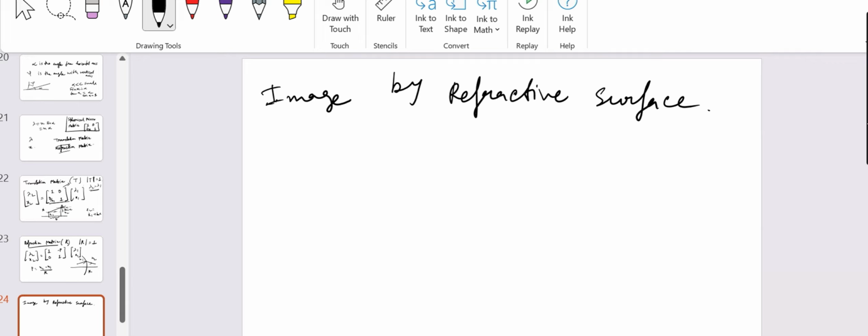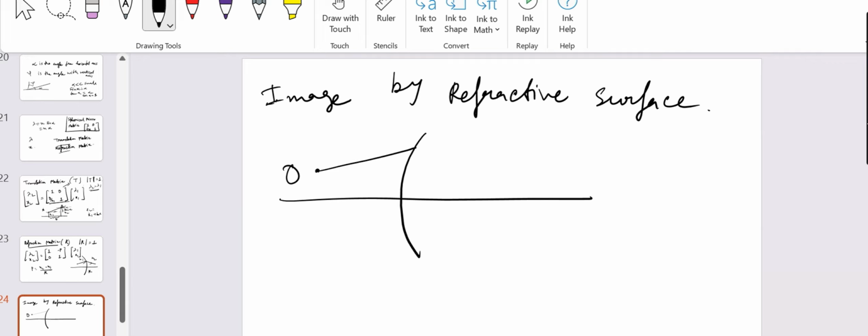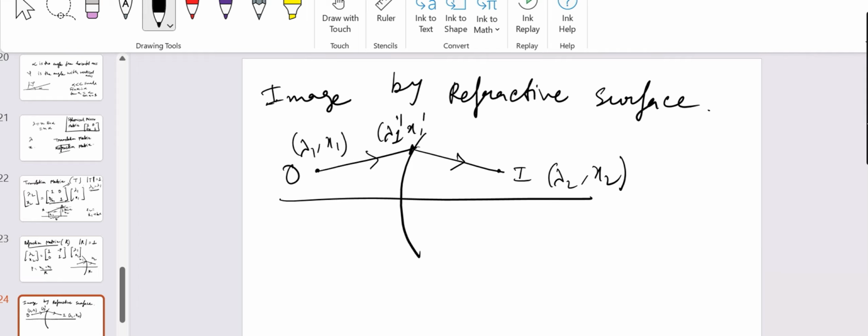So basically how we define that: this is the ray, O, and it has an image at I. So you can say that is lambda 1 x1 and this is lambda 2 x2. But between this lambda 1 x1, we need to understand what is happening from this point to this point here, say lambda 1 dash x1 dash.